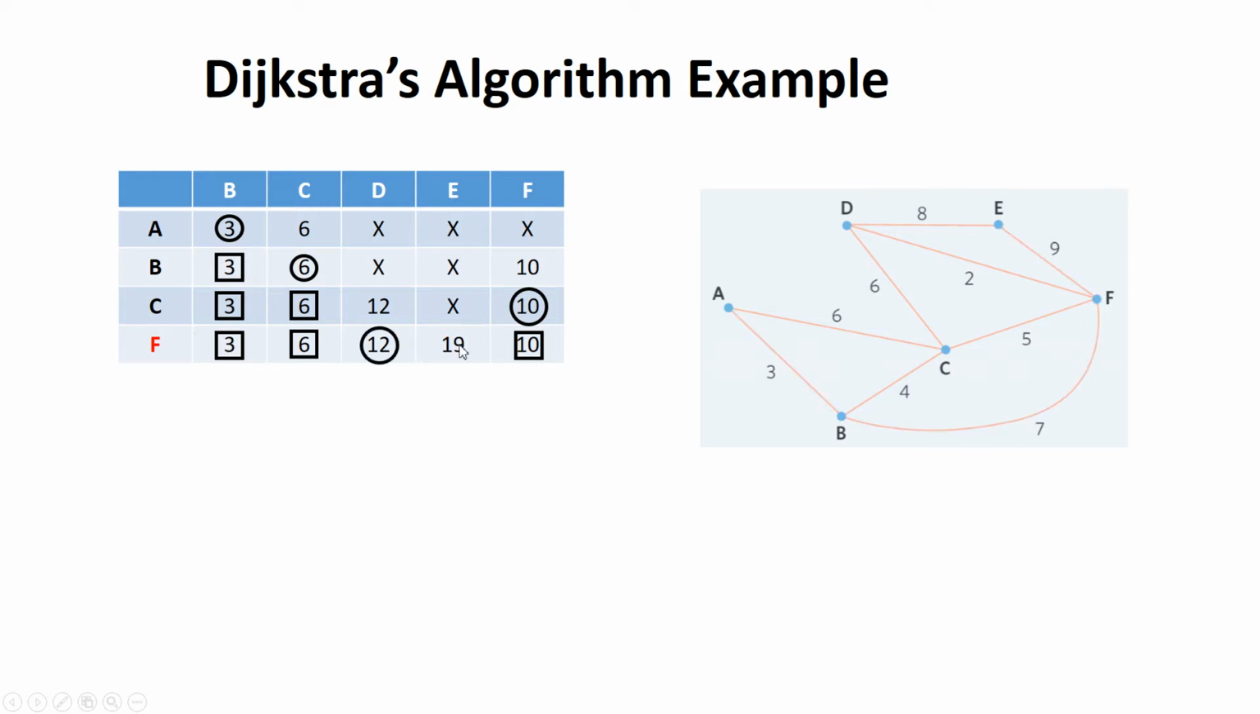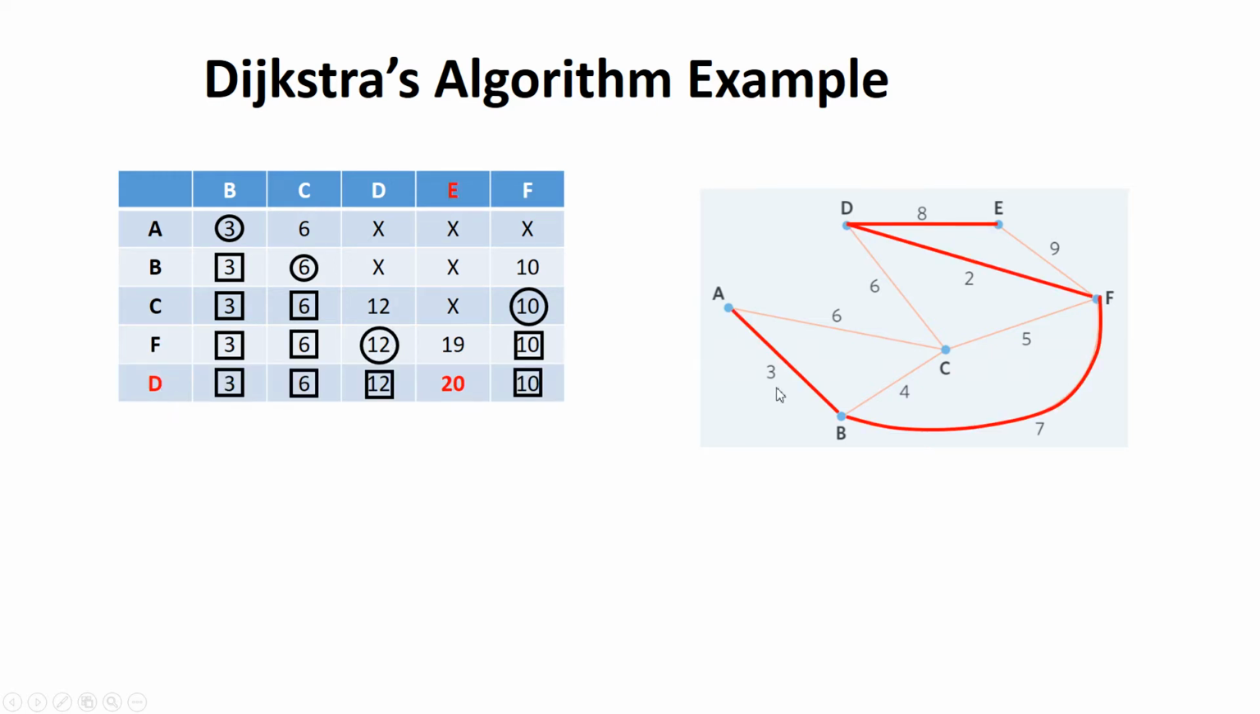Okay, now of those numbers that aren't in squares already, 12 is the smallest number. D is the column that 12 existed in, so we take D as our fifth row. That 12 has a square around it, it's locked in, so A to D, the shortest distance, is 12. We haven't got many left. From D to E is a further 8. So we worked out that it took 12 to go from A, the shortest distance around, to D.